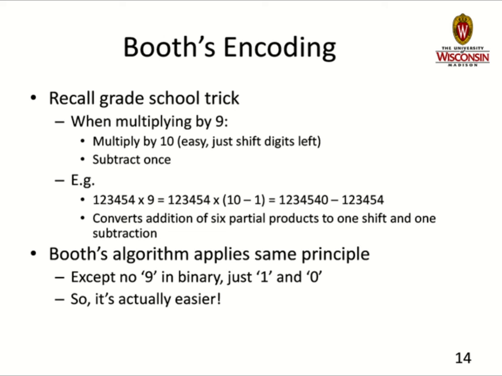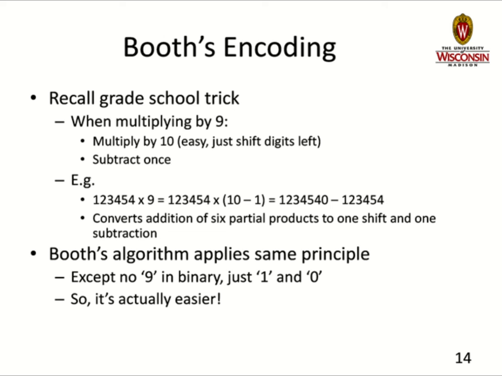So for example, if you're trying to multiply this 6-digit number 1, 2, 3, 4, 5, 4 by 9, you could generate all the partial products and add them all together, or instead you could simply multiply by 10, which means you just append a 0 to the original number, and then you subtract the original number from that shifted result. And what you end up doing is a shift, which is inexpensive to do in hardware, and just a single subtraction. So you save yourself quite a bit of work, quite a few steps in the process.